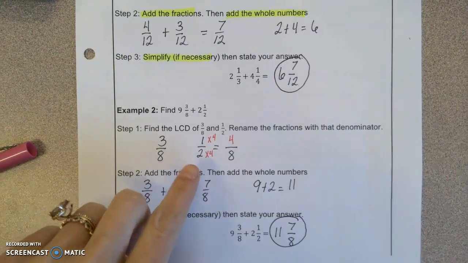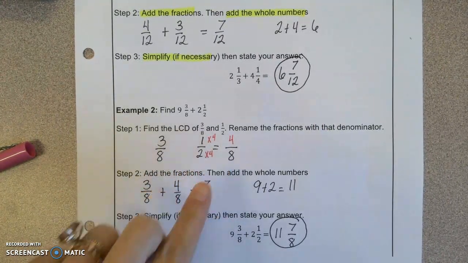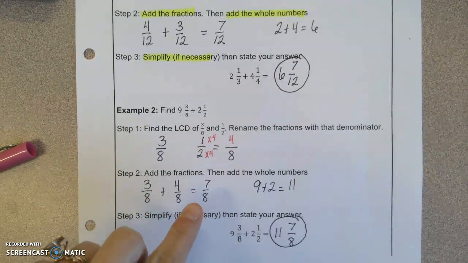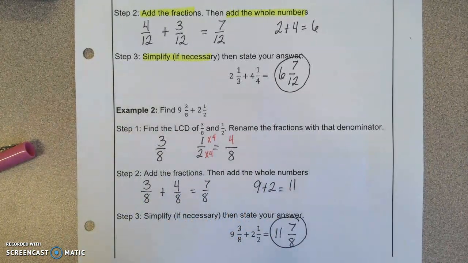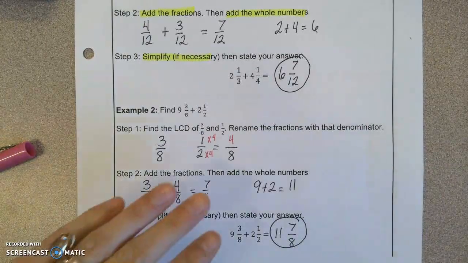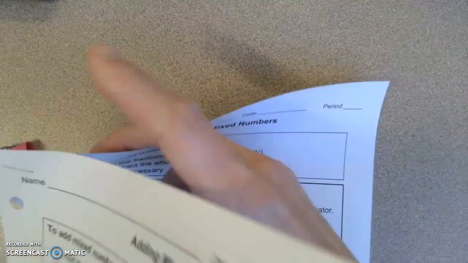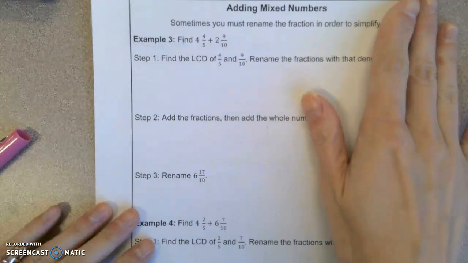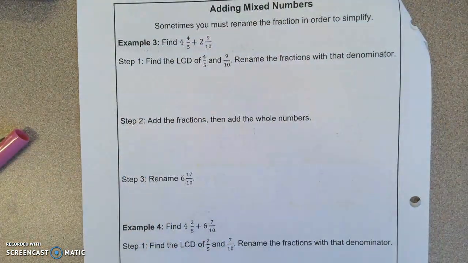Okay, so I kept 3/8 the same. I changed 1/2 to 4/8. So now I have 7/8, and then my whole numbers made 11. So my final answer is 11 and 7/8. All right, be sure to pause your video if you have any questions. But we're going to go ahead and flip to the next page, and we're going to have a couple of examples where we will have some regrouping.